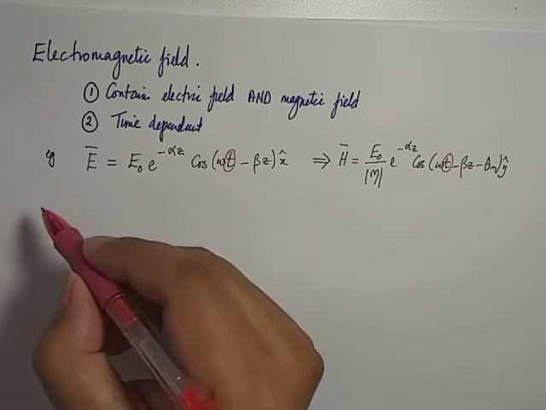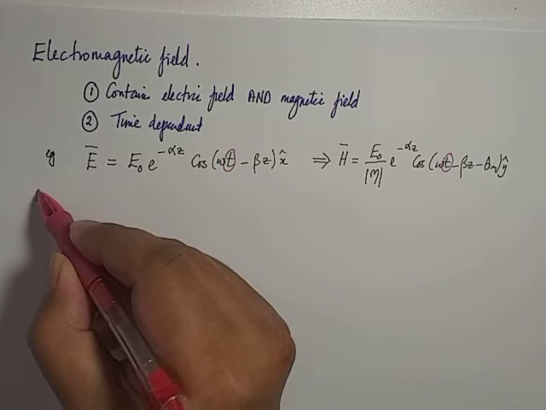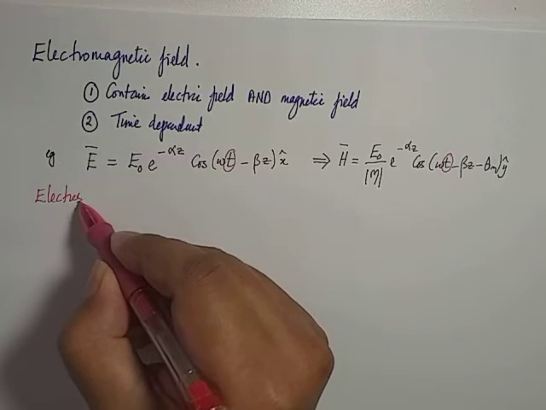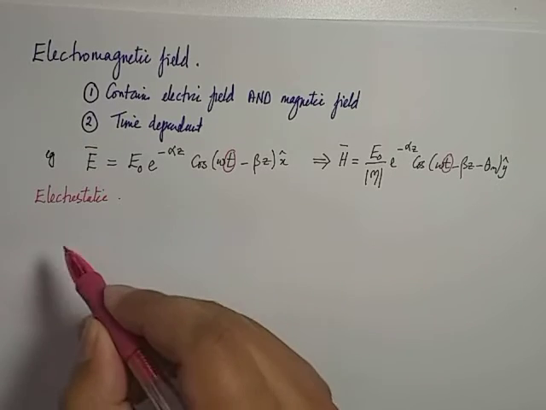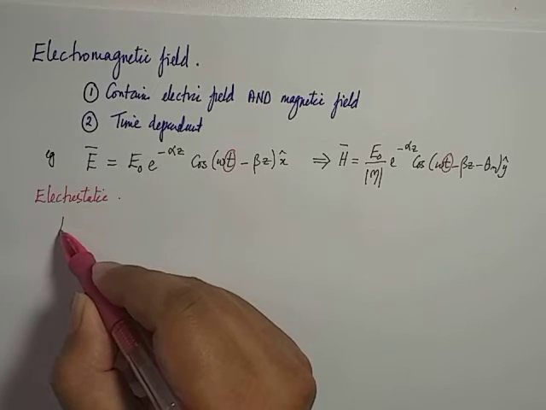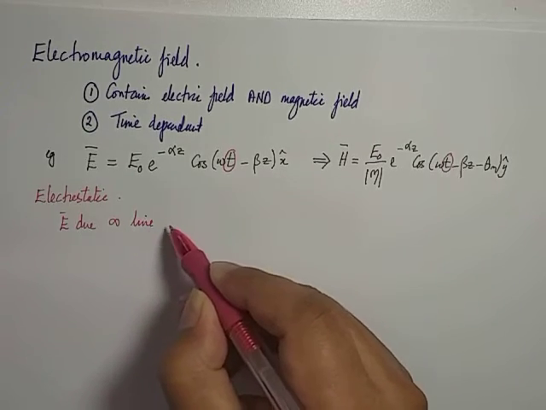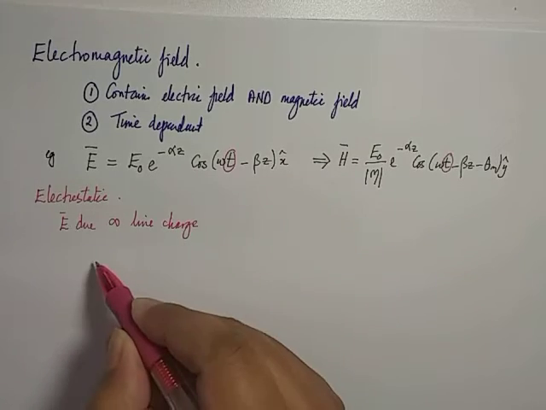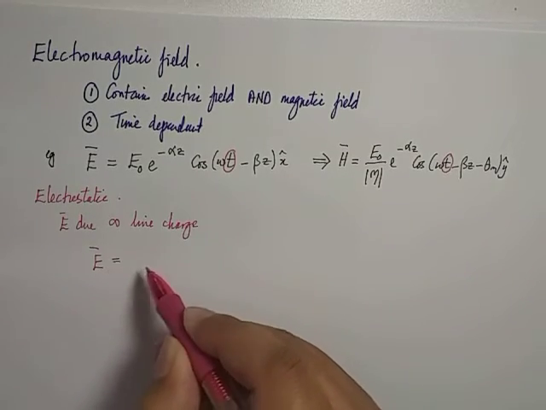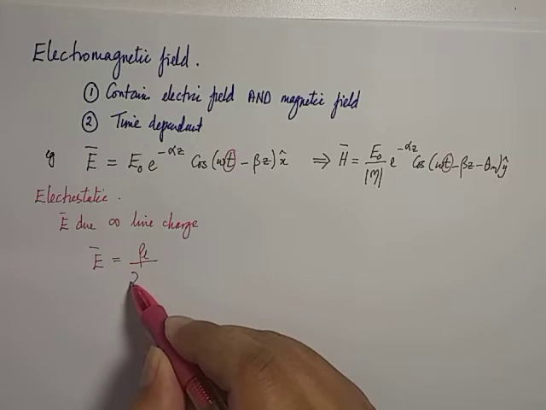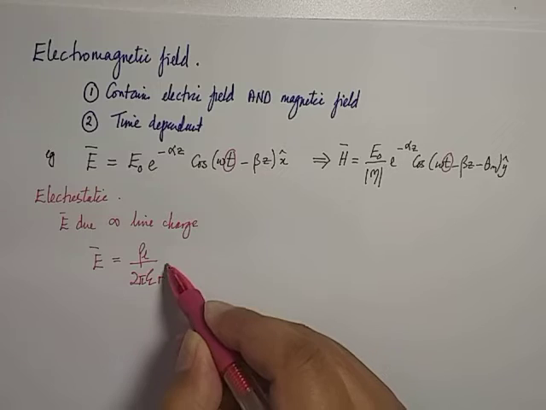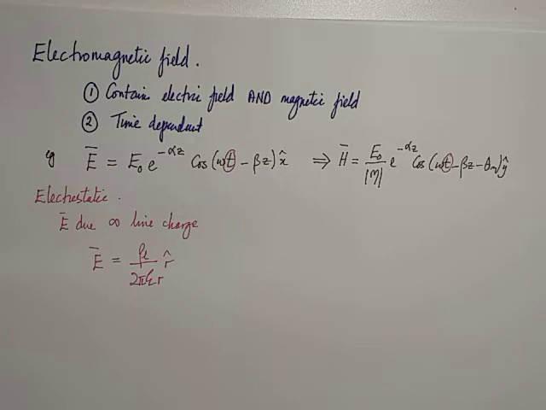For example, if we talk about electrostatic, remember electrostatic. If we refer back to E due to an infinite line charge, the E is equal to rho L over 2 pi epsilon R, in the R direction. And we haven't seen any t or time parameter in our electric field in the world of electrostatic.